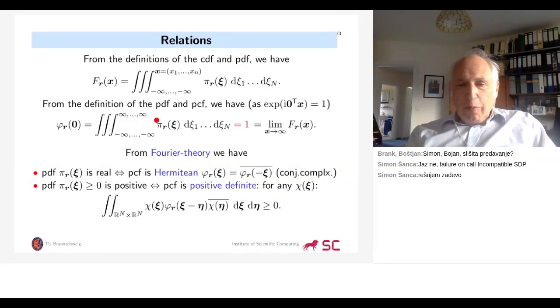Now, of course, our probability density is a real function. Fourier theory tells us then this guy has to be Hermitian. Hermitian meaning the following. If I go to minus xi and take the complex conjugate, then I get the same thing. Okay, so this bar means the complex conjugate value of this here.